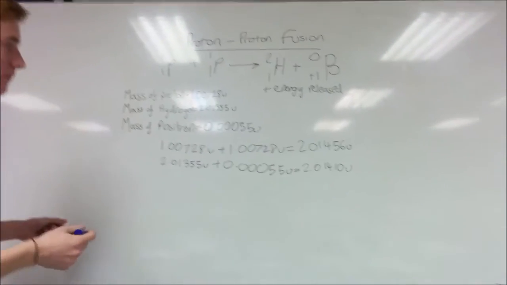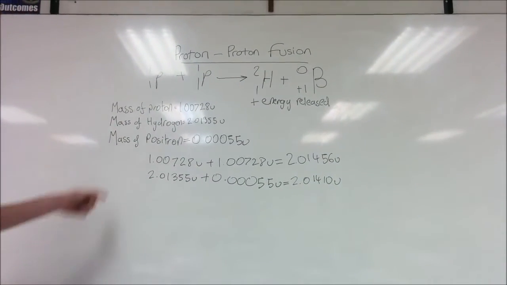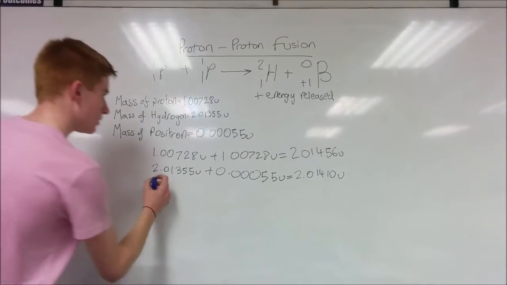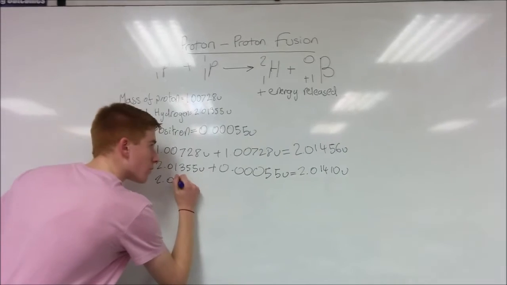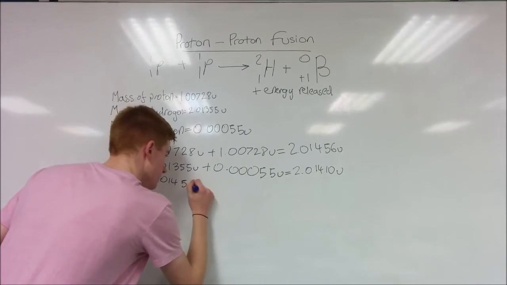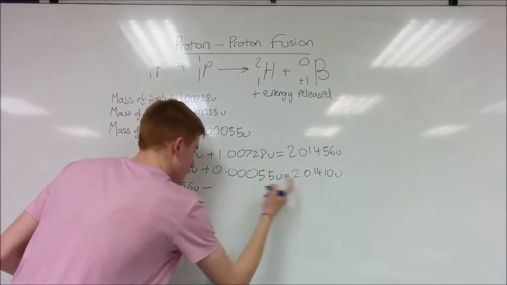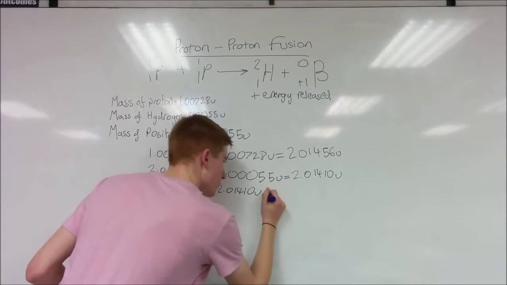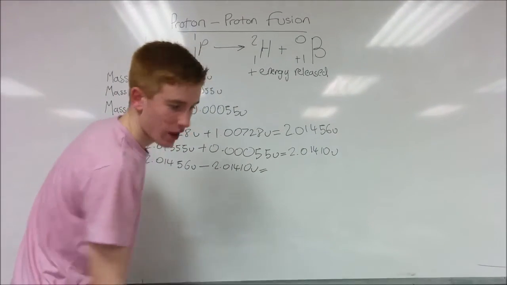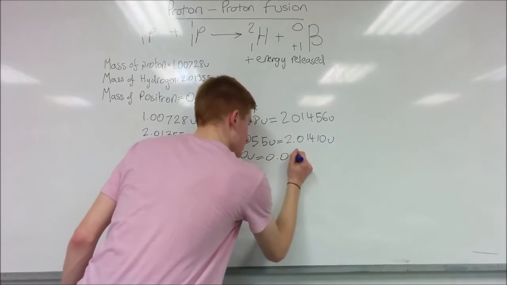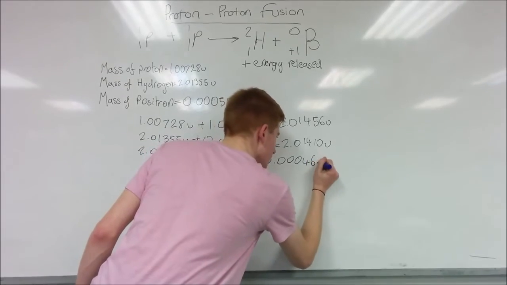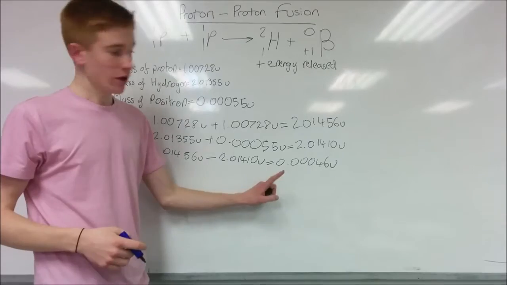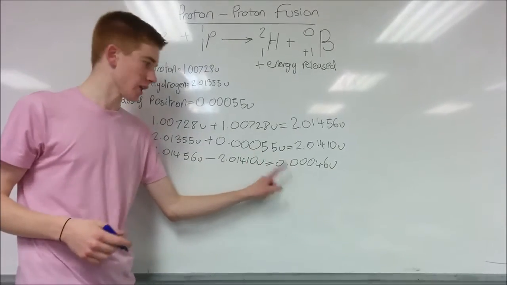So, we work out the mass difference from the start of the reaction to after the reaction. So that is 2.01456 U minus this number, 2.01410 U, which comes to 0.00046 U. So, with this number, we'll first convert it to kilograms.